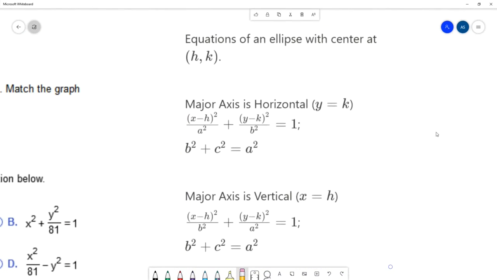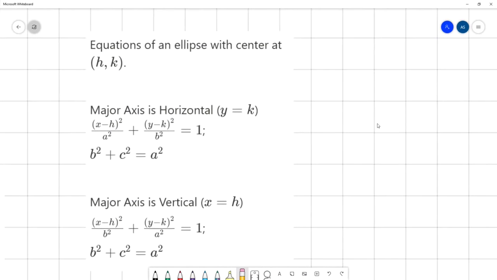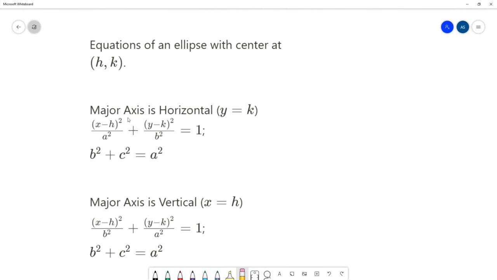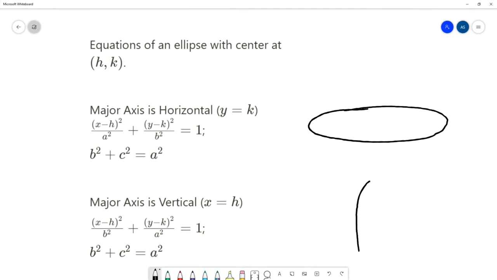And these are the equations of some ellipses. And I've got them oriented in two different ways, a horizontal orientation and a vertical orientation. So this first equation has a horizontal orientation and this second one has a vertical orientation. So let's compare the two equations just so we can see what is similar to each other and what is different. So I'm going to highlight what is the same in yellow.